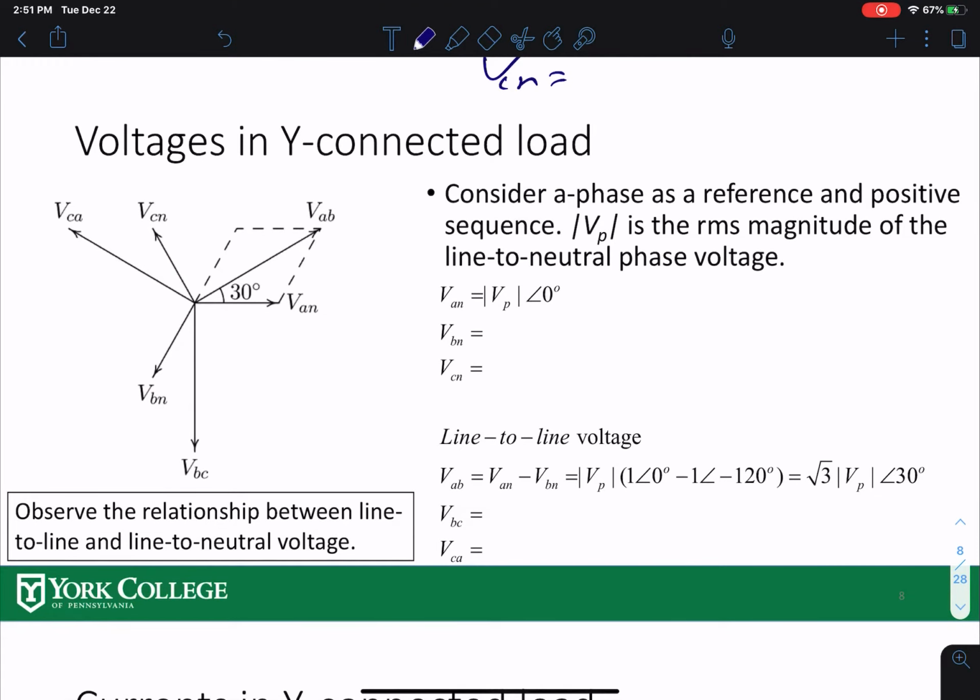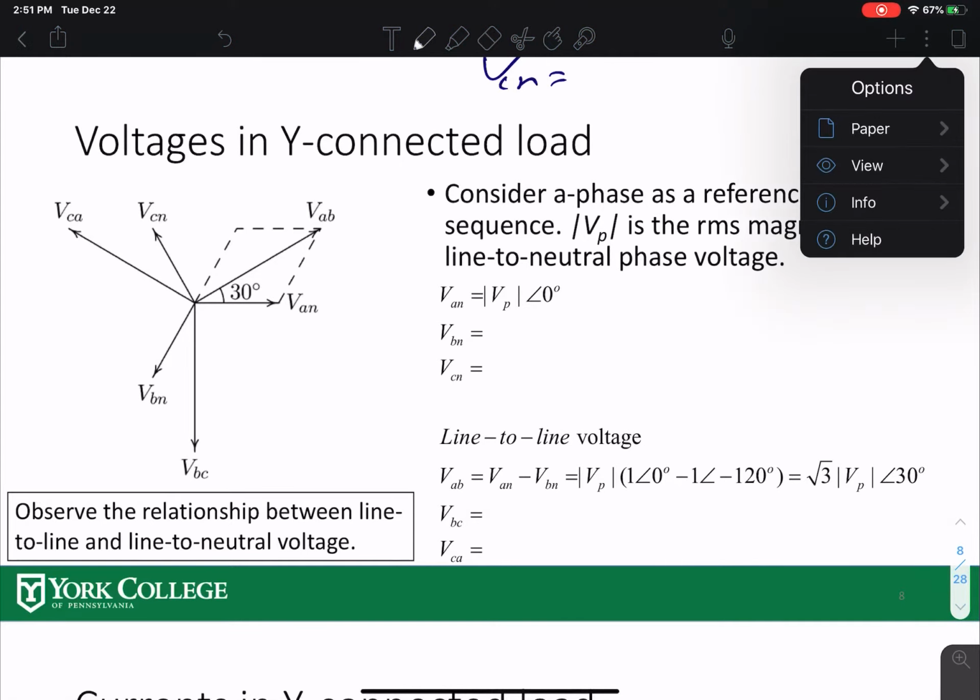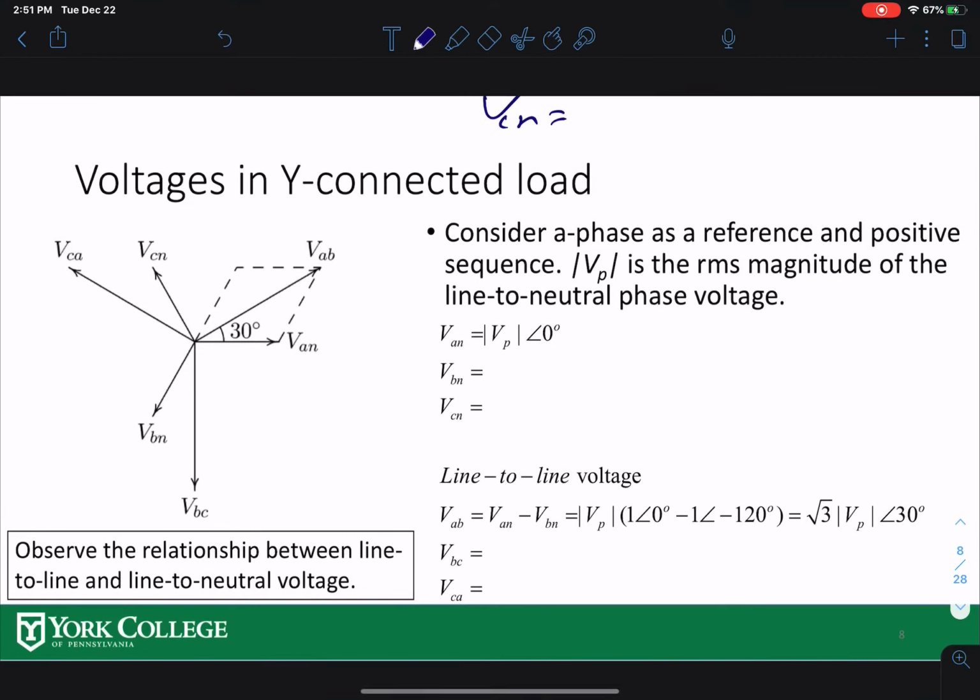So for a Y-connected load, how does it work? What is the relation between the voltages? For a Y-connected load, V_AN is also the same as your phase voltage. Let me draw a little symbol over here. So this is the load over here.